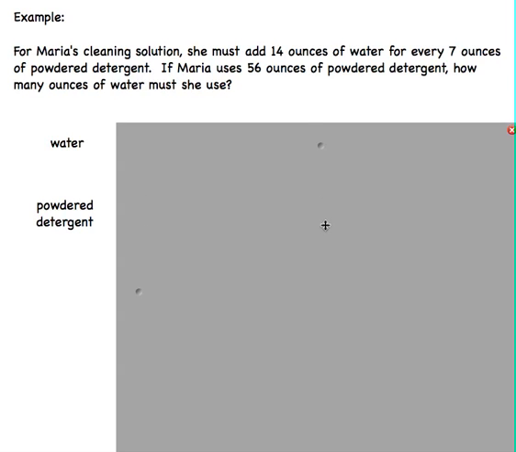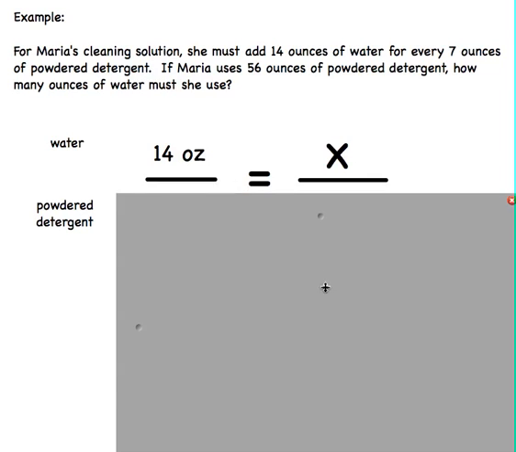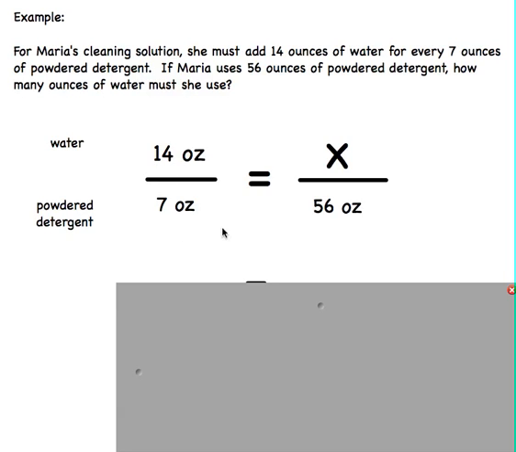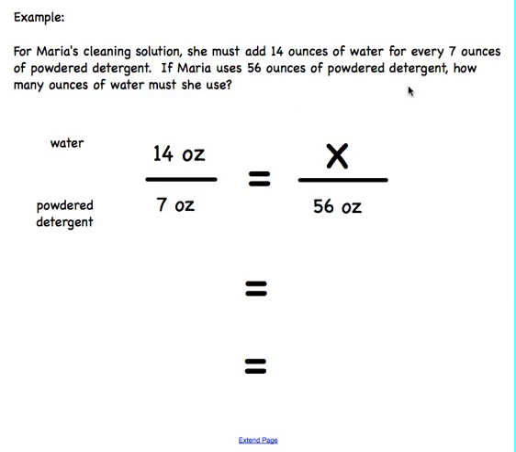So since the water is 14 ounces for every 7 ounces of powdered detergent, I put 14 ounces over here with water and 7 ounces for powdered detergent. Since Maria is using 56 ounces of powdered detergent, my 56 ounces goes in the denominator because that's where I put powdered detergent. The unknown value, ounces of water that she uses, I've put in for x, goes in the numerator because the water goes in the numerator. Now we need to cross multiply.